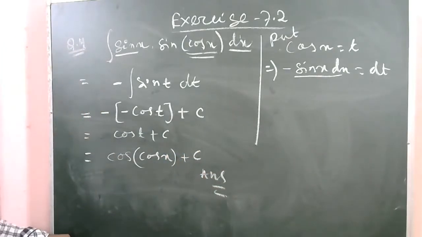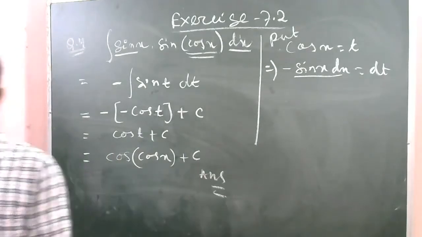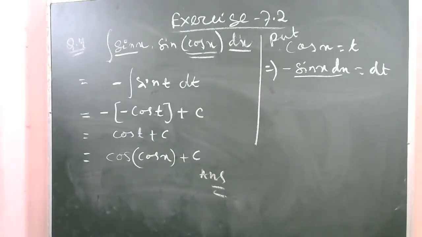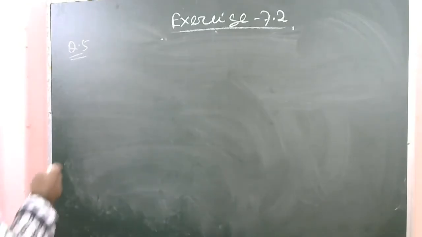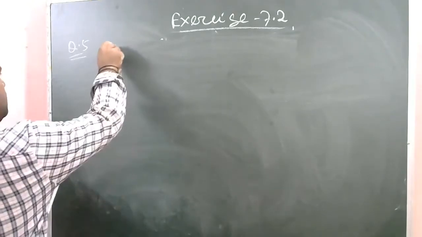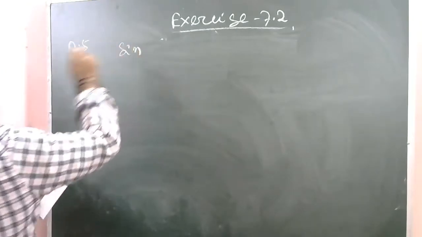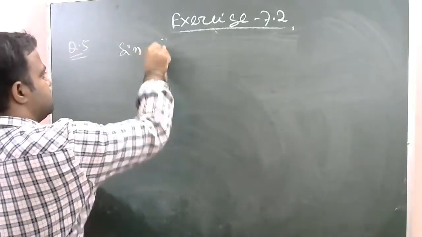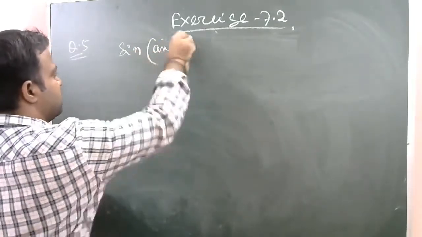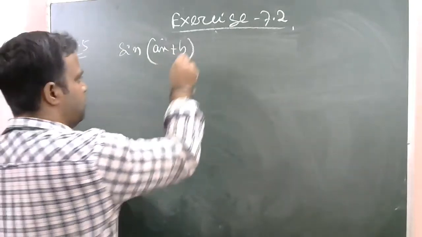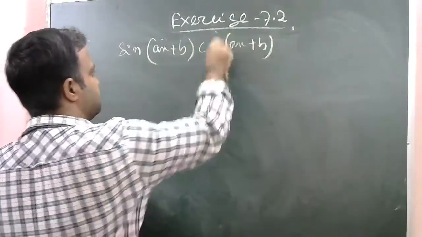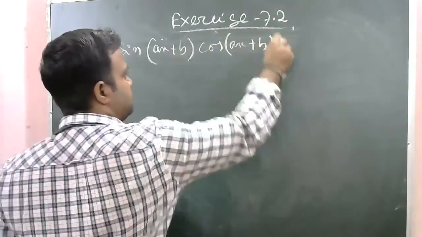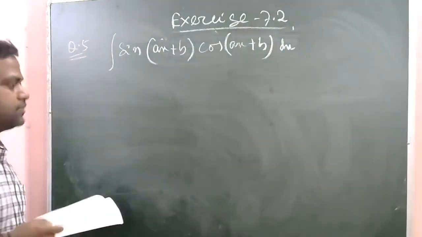Okay. Now let's go to question number 5. Okay, so now we'll solve question number 5, that is the integral of sin(ax plus b) cos(ax plus b) dx.